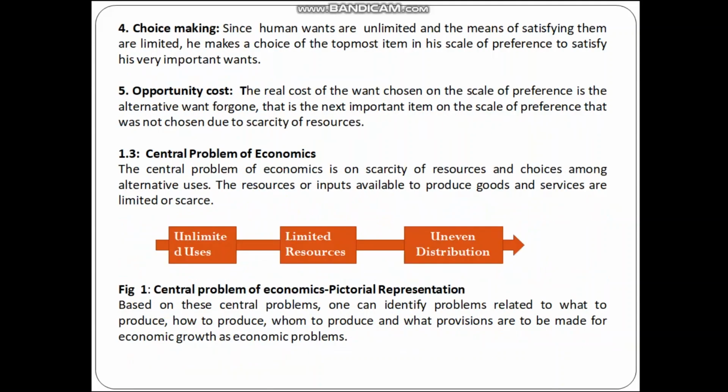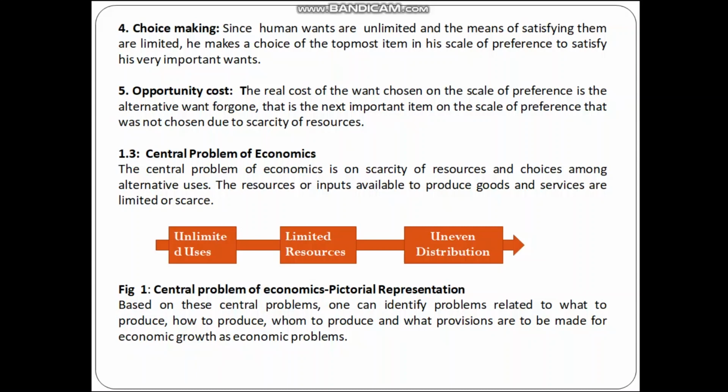Choice making. Since human beings draw a scale of preference, it means that they have to make choices. Human wants are unlimited, and the means of satisfying them are limited. He makes a choice of the topmost item in his scale of preference to satisfy his most important wants. Because of this, there is opportunity cost.